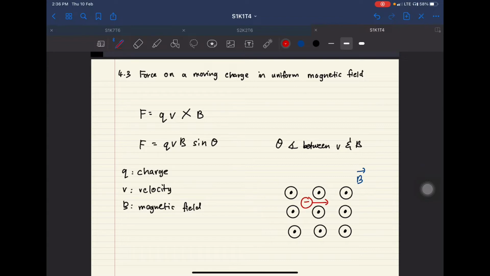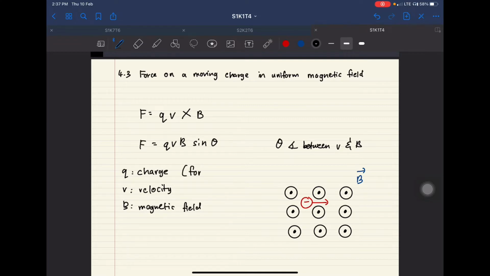So to calculate the magnitude of the force, you can use the formula F equals Q V cross B. Sorry, this is a cross product, where V and B both are vectors and the resultant will be a vector as well. So if you have a cross product, you will have a sine theta, not cos theta. Where Q here is the charge. So if you use an electron like in this example, then the charge would be e, 1.6 times 10 negative 19.